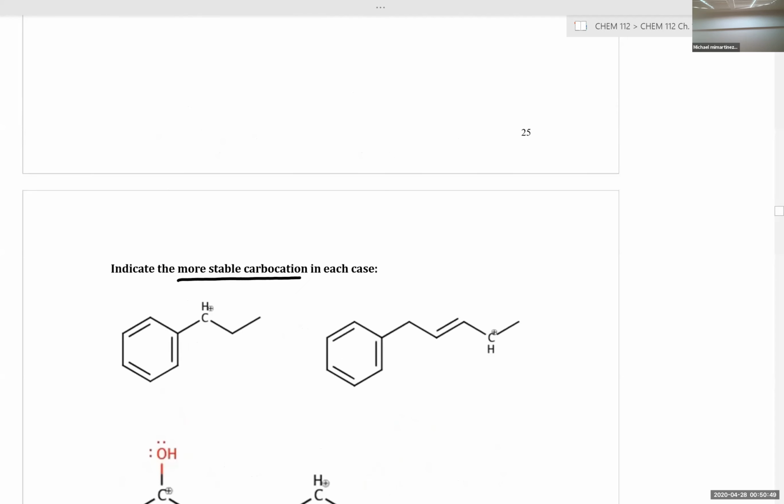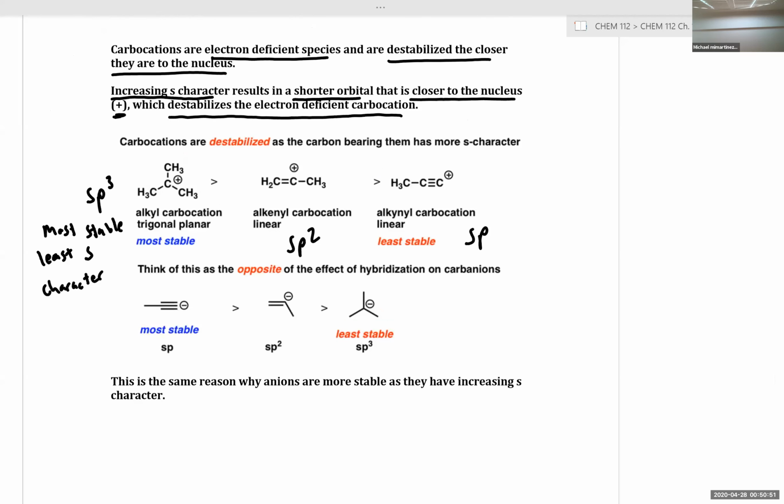So going back to the example for hybridization, the reason why an sp carbocation is unstable is it's being held closer to the nucleus, which is positively charged. And we don't like to bring our like charges adjacent to each other. In general, carbocations want to be in an orbital that's as far from the nucleus as possible, so the most possible P character. Does that make sense? So yes, you can think about it in terms of charge.